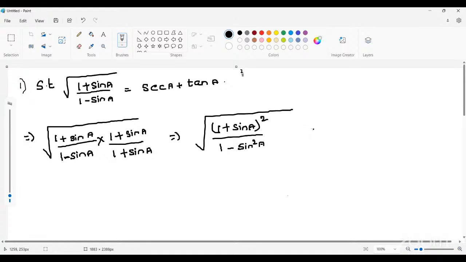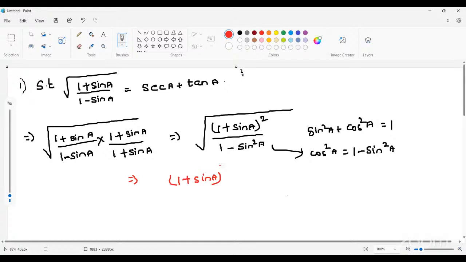We already know one important identity: sin square A plus cos square A is 1. So what is cos square A? It is 1 minus sin square A, since when sin square A goes to the other side, it becomes minus sin square A. So this is what we are going to replace. All right, students? Now see here: 1 plus sin A the whole square, of course everything is within the root, by cos square A.